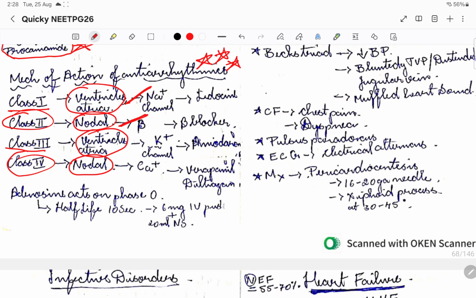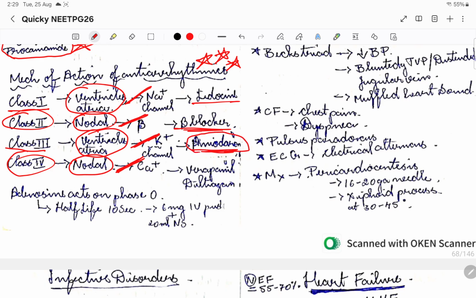Okay, then coming to class 3, we are going to go for potassium channels, and class 4 is calcium channels. So this is how you can remember. The examples of class 1 are lidocaine, quinidine. So these are the drugs. Then coming to beta blockers, you know, right, propranolol, atenolol. Then coming to class 3, it is going to be amiodarone.